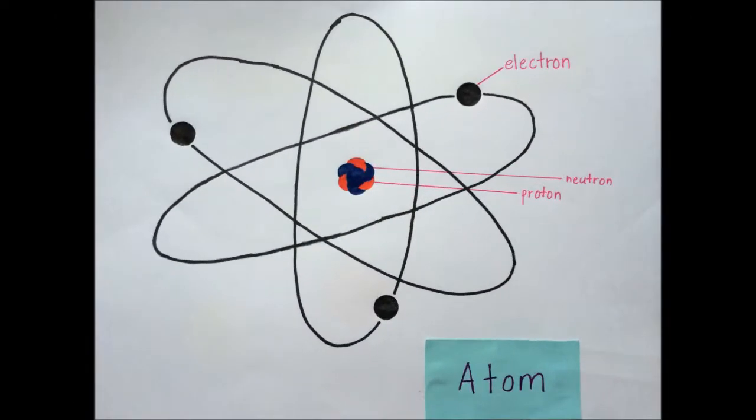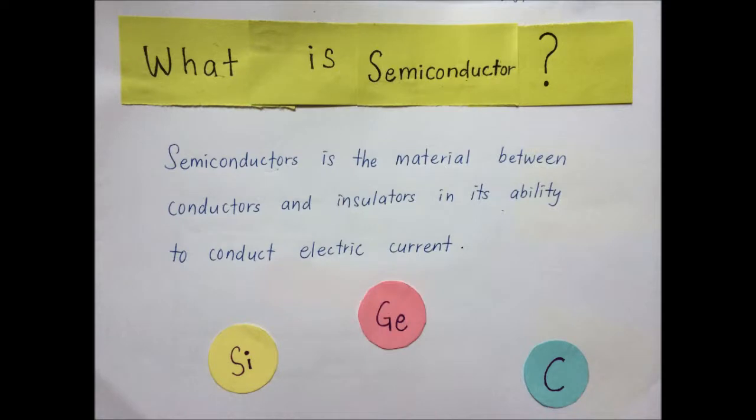What is atom? Atom is extremely small. We cannot see with our naked eyes. Atom is an element containing three basic particles. The three basic particles are protons, positively charged, neutrons, no charge, and electron, negatively charged. The protons and neutrons are located at the nucleus, which is the core of the atom, while electrons are located at the shell.